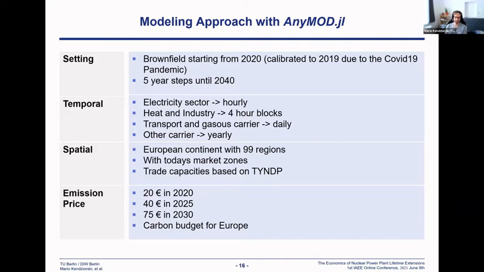The spatial resolution is Europe in 99 regions. Each market zone is modeled, and trading capacities are based on the TYNDP. Then for a first model run, we assume the emission price or the ETS to be 20 in 2020, 40 in 2025, and 75 in 2030. These are parameters which may change in the future, but as a first guess, we just chose these and wanted to see what happens.